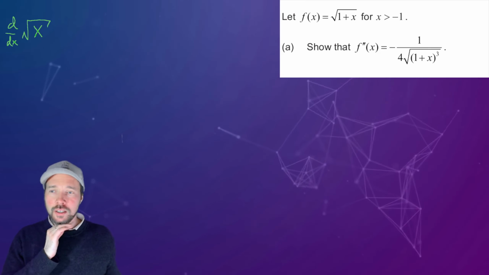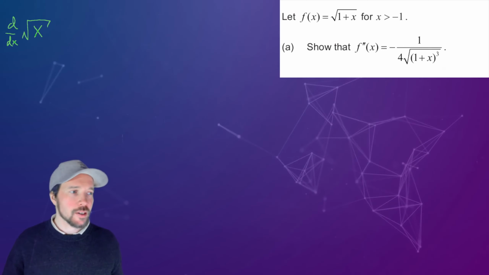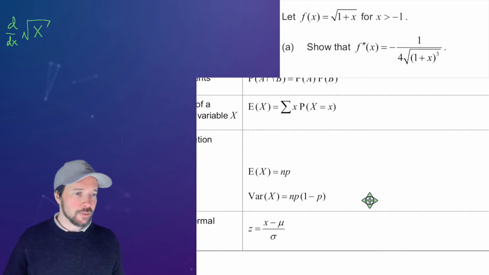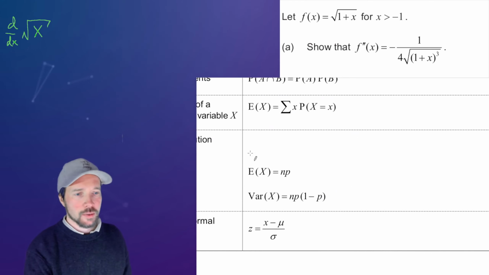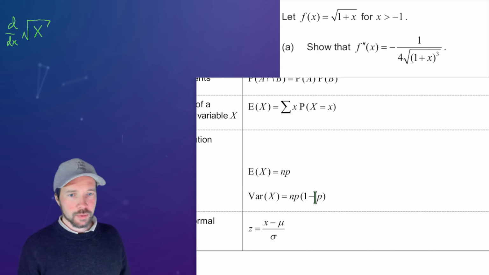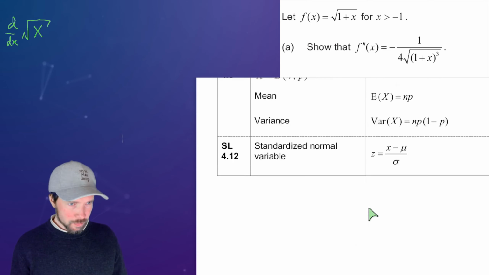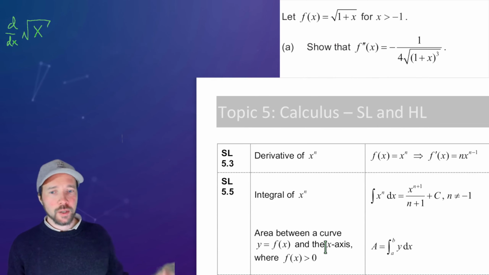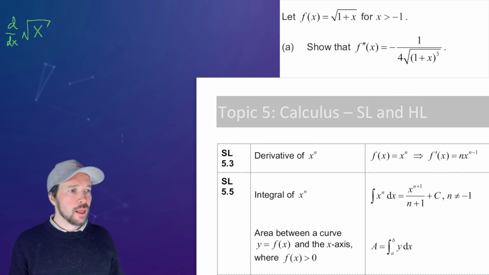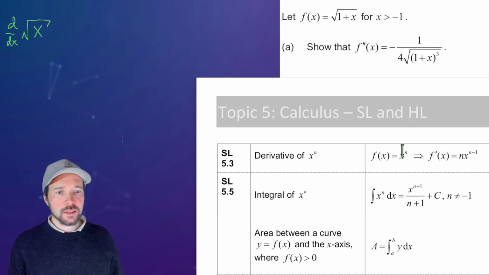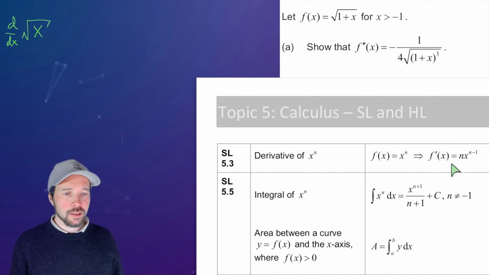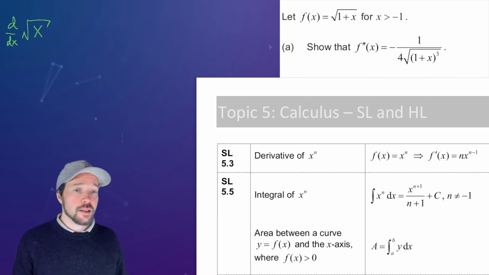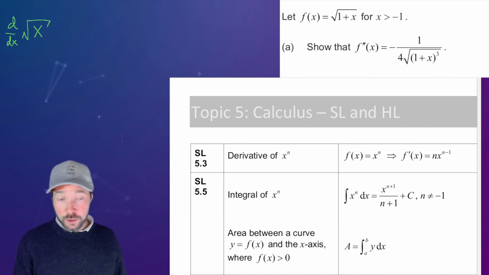This is not directly given in the formula booklet as far as I can tell, but in the formula booklet we do have, one second, I'm just gonna bring up the formula booklet for myself. So here's the formula booklet. Let's scroll to calculus here. So here we have this rule that the derivative of x to the power n equals n times x to the power n minus 1. This is a very classic derivative rule.